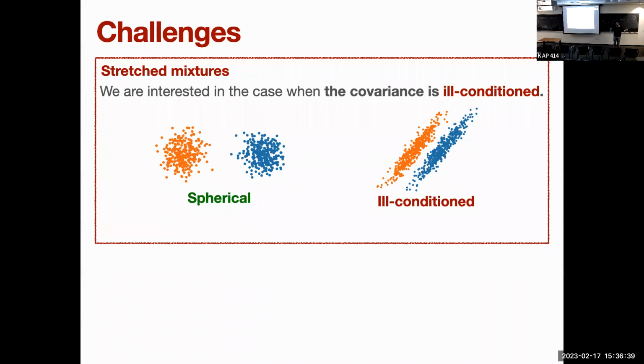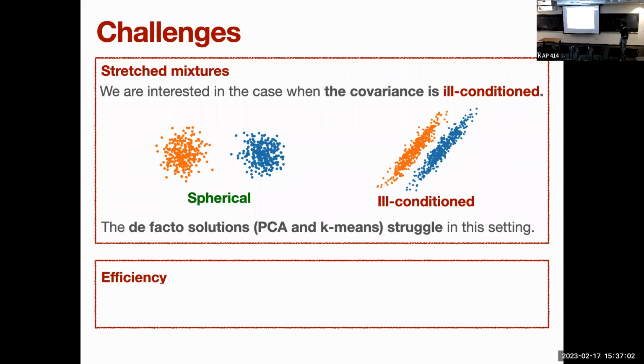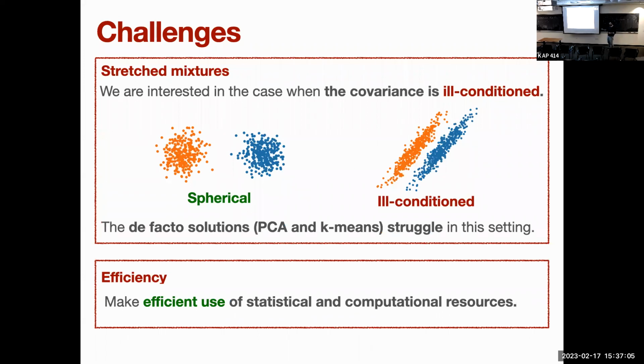And so you might think many of these de facto solutions, such as PCA, would struggle here for the following reason. PCA is looking for the direction of maximum variance. What's the direction of maximum variance in this case? Well, it would be this direction, which actually gives me a good classifier. But if I stretch things, I might change that direction and make it completely orthogonal to the thing I actually want to learn. Okay, so that's our first challenge. Our second challenge is going to be efficiency. We want to be as efficient as possible, both in terms of computational and statistical resources. I'm going to come back to exactly what I mean by computational and statistical resources in just a bit.